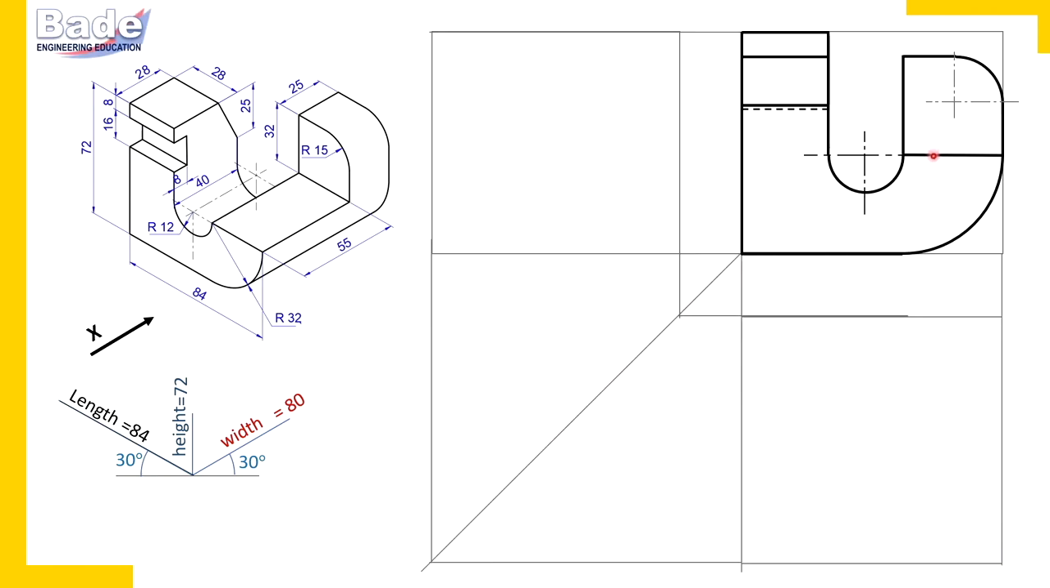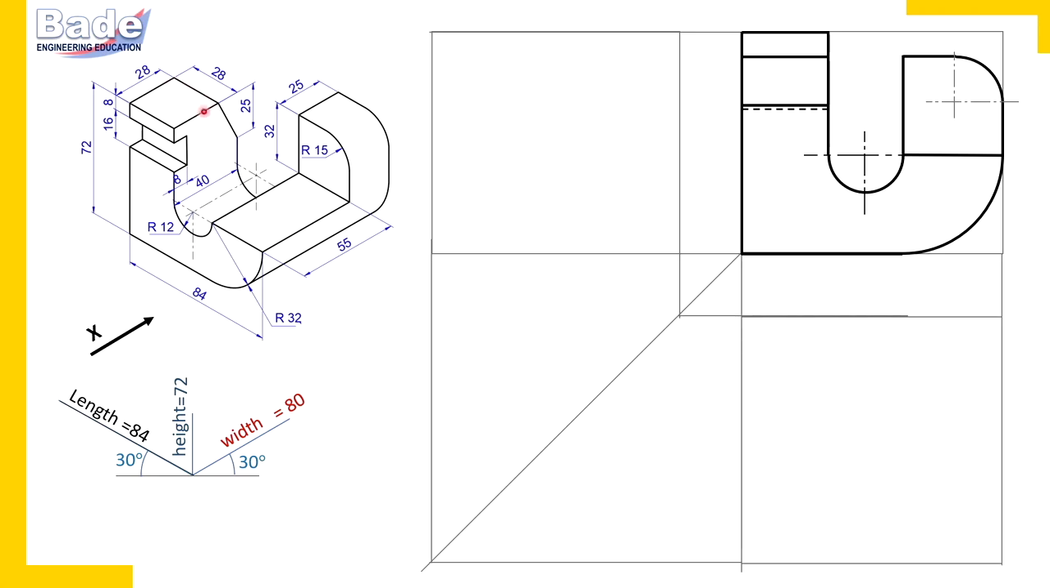Let's proceed for top view. Now again in the top view, we'll think about visible surfaces. This surface, the extreme top surface, shows its true shape in the top view. We'll draw this surface first. 28 millimeter parallel to width, 28 millimeter parallel to length.